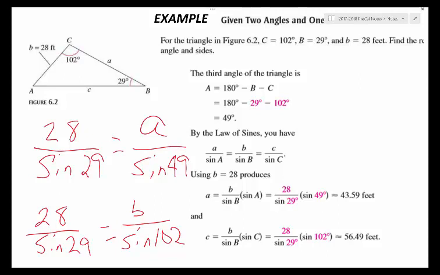The only time that you're not just going to straight cross multiply and divide is if you're solving for an angle, in which case you'll have to do the inverse, the sine to the negative 1.